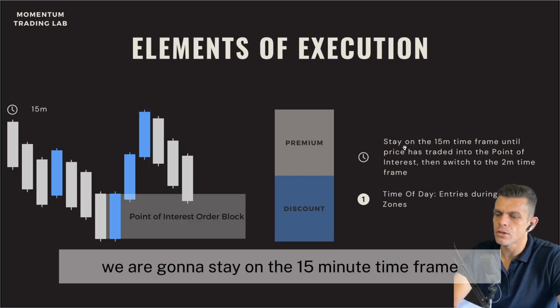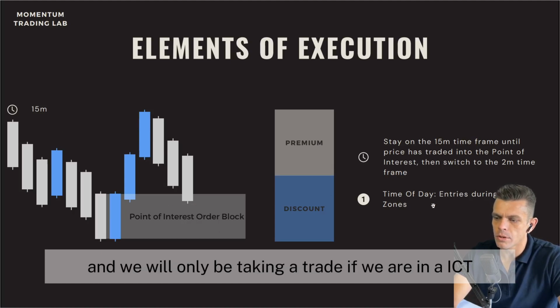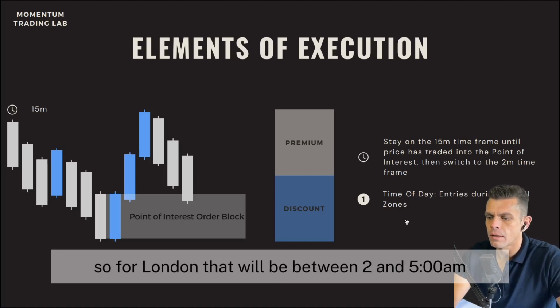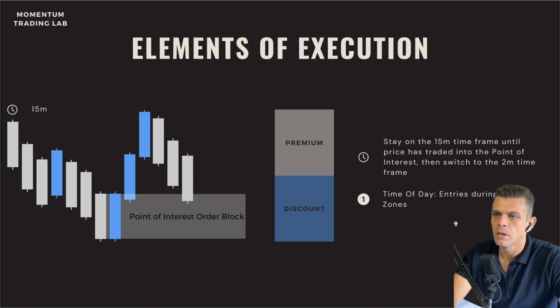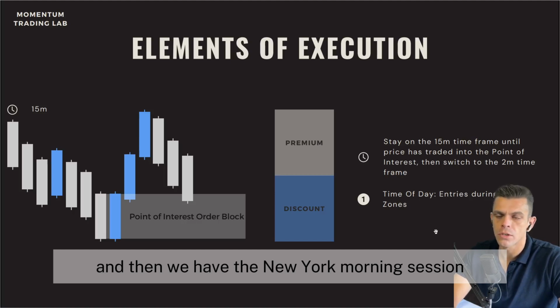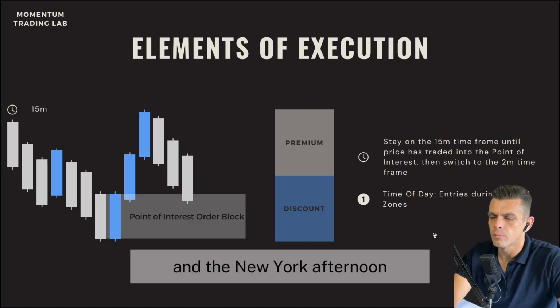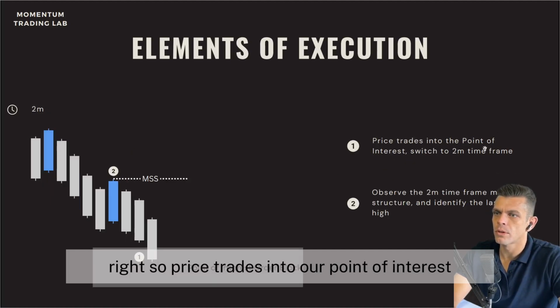All right, so we are going to stay on the 15-minute time frame until price action retraces into our 15-minute point of interest, and we will only be taking a trade if we are in an ICT kill zone. So for London, that will be between 2 and 5 a.m. New York Eastern Standard Time. And then we have the New York morning session kill zone, which is from 8:30 until 11 a.m. And the New York afternoon kill zone from 1:30 p.m. up until 4 p.m.